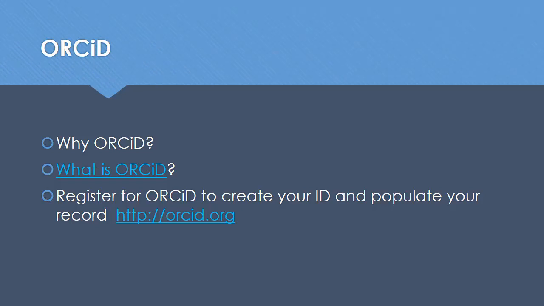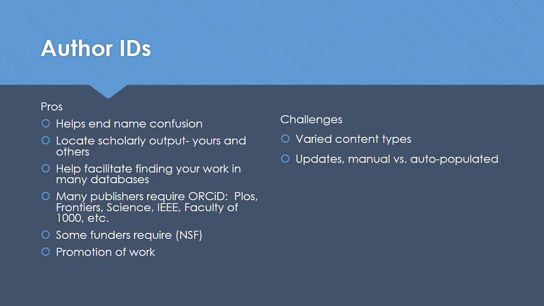What we really like about ORCID is that it's nonprofit and it's platform agnostic, so it is not tied to a specific database. It's openly accessible and free, and it does integrate with ResearcherID, which is a Thomson Reuters product. It integrates with Web of Science under Tools. You can register for an ORCID at orcid.org.